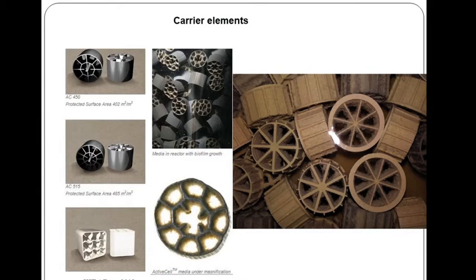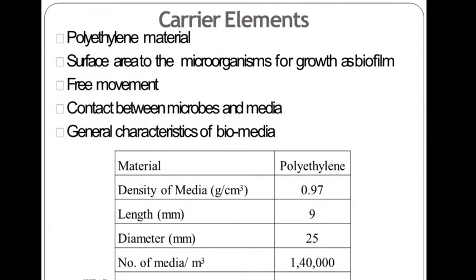So these are the different types of carrier elements which help in the growth of organisms in wastewater, and which help in the purification and treatment of wastewater. So what material can we use here? Polythene material can be used as a carrier element. Surface area for microorganism growth as biofilm, free movement of bacteria, then contact between microbes and media, and general characteristics of biomedia.